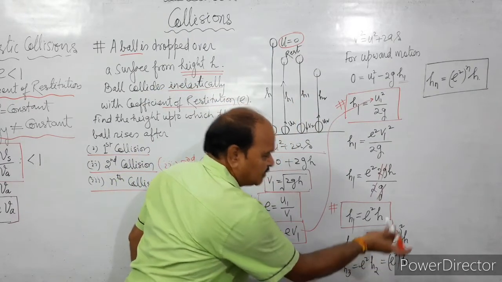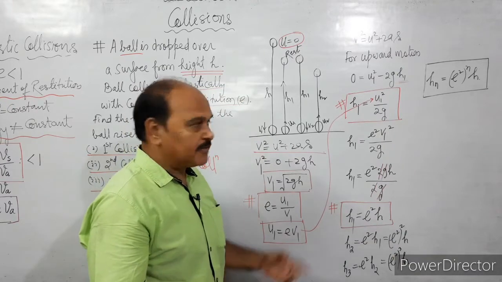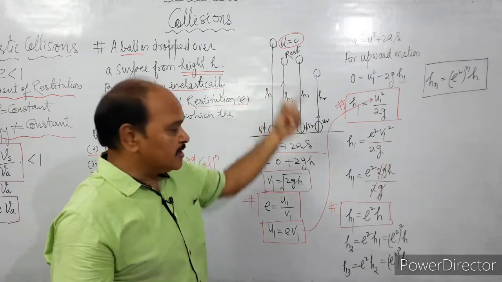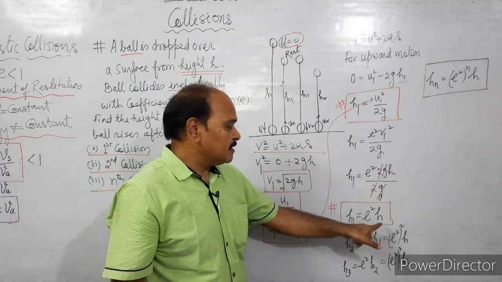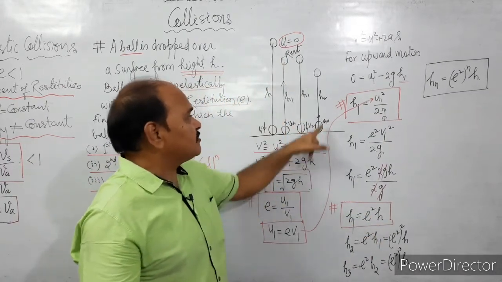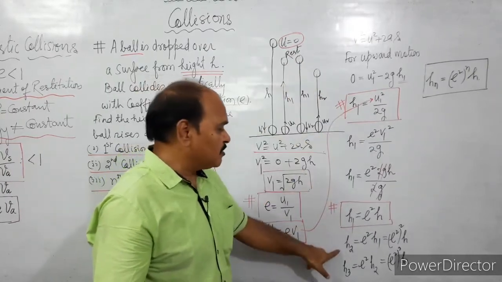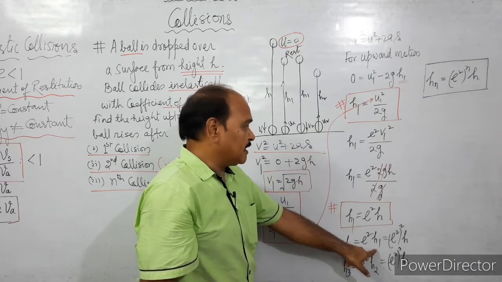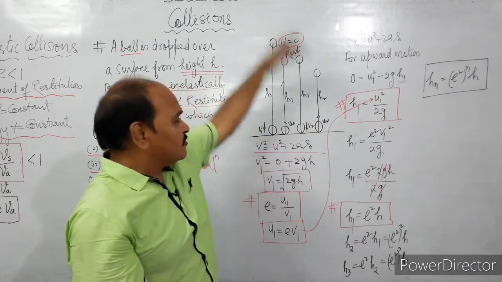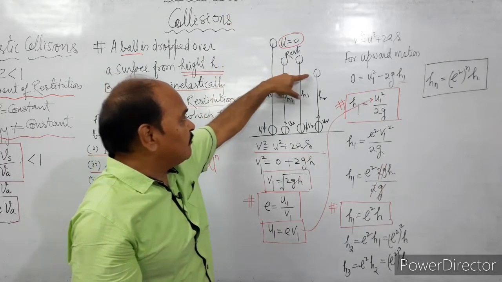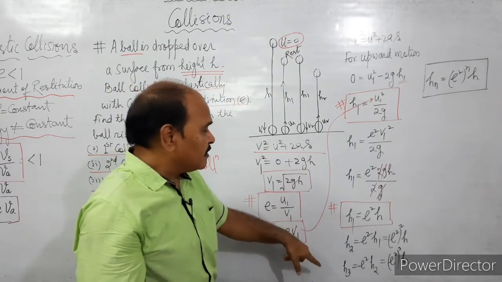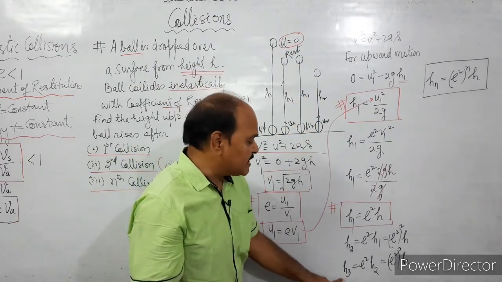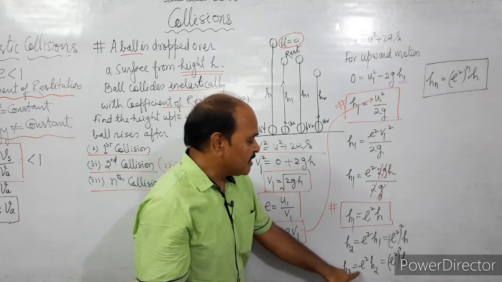h2 is going to be e² times h1. In the first case, the ball started from height h. The height up to which it rebounds is h1, which is e² h. So this h2, up to which it is going to rise again after collision, is going to be e² h1. And after second collision, again it is going to rise up. For the next collision, it will fall from height h2. So the height up to which it is going to rise after that collision is h3. That h3 is going to be e² h2.